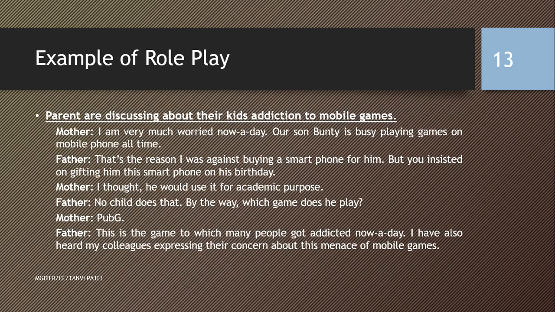Next is an example of role play. Here I have given one example of role play, where parents are discussing their kid's addiction to a mobile game. It means the father and mother are discussing the kid's addiction to the mobile game.